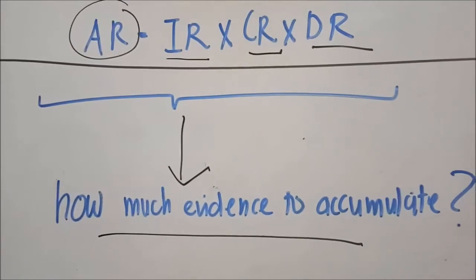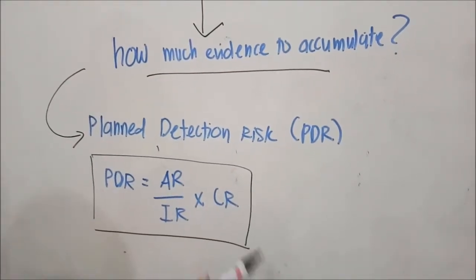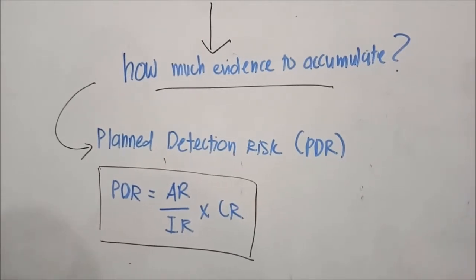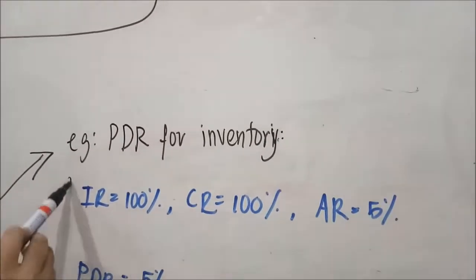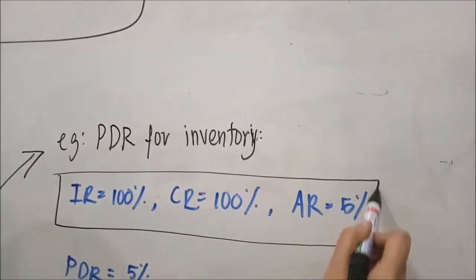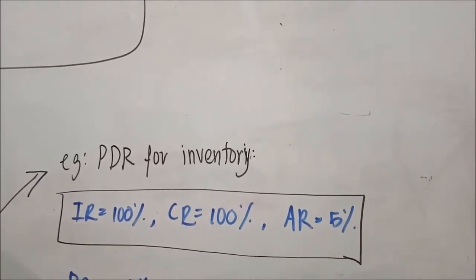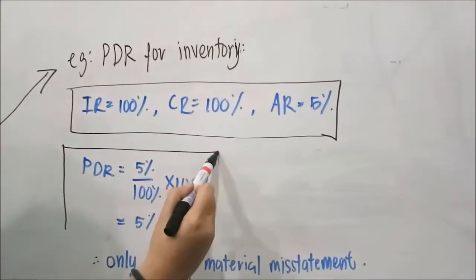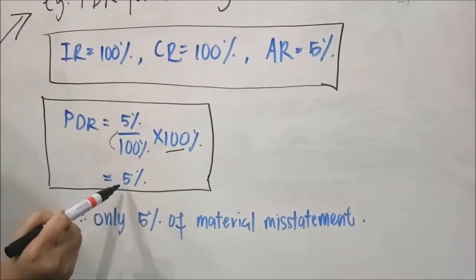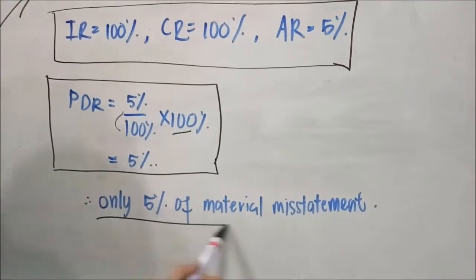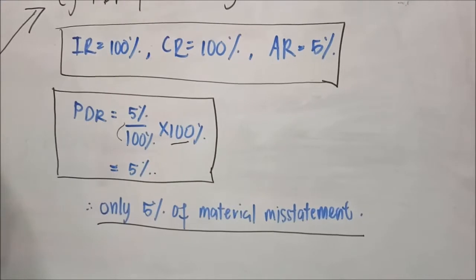So, PDR is planned detection risk. The formula is PDR equals audit risk divided by inherent risk times control risk. This can be further explained by this example. Planned detection risk for inventory. It consists of inherent risk of 100%, control risk of 100%, and audit risk of 5%. So, as we can see, 5% divided by 100% times 100% is equal to 5%. So, in this example, it states that only 5% of material misstatements exist in the inventory.